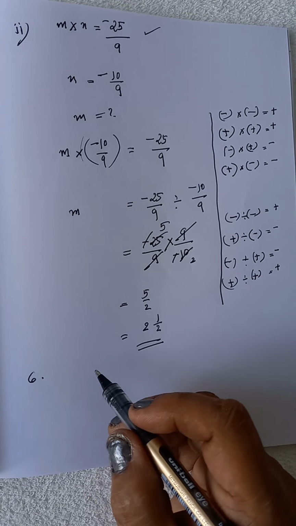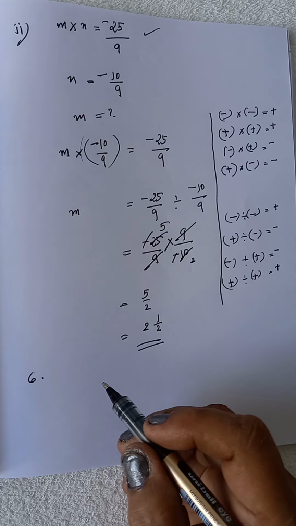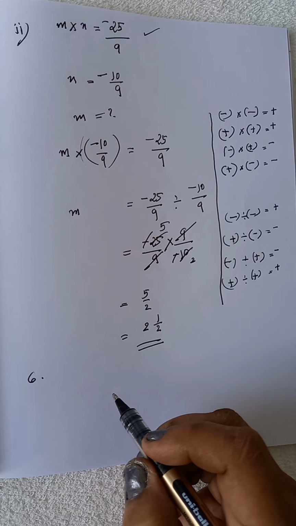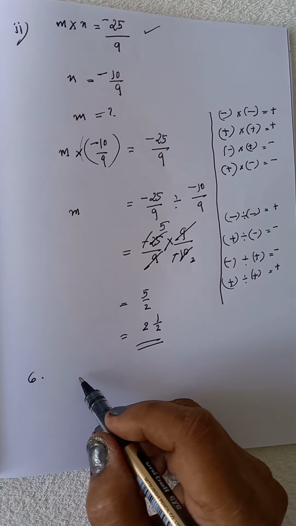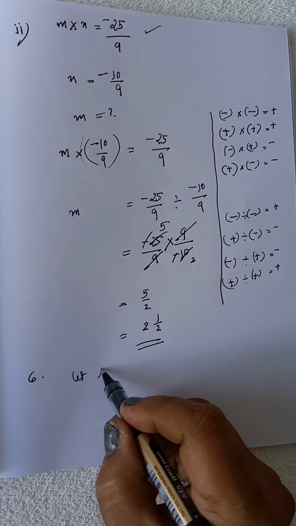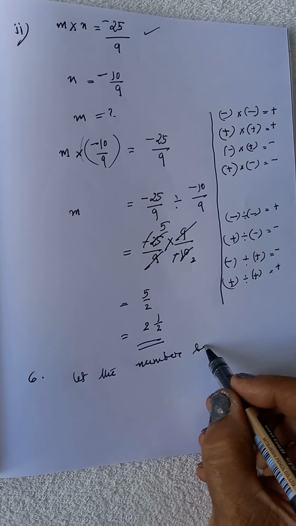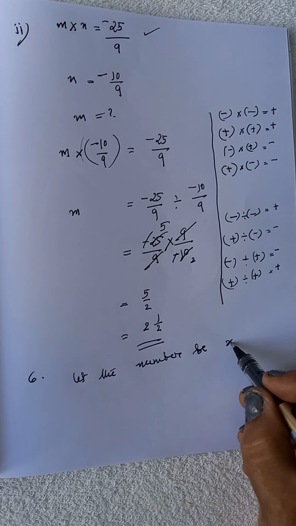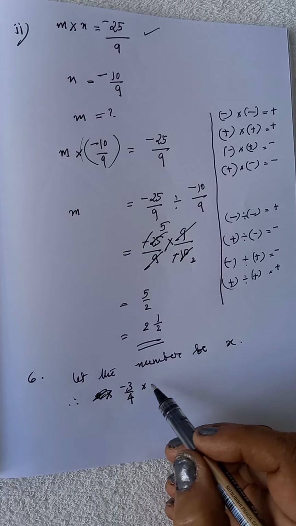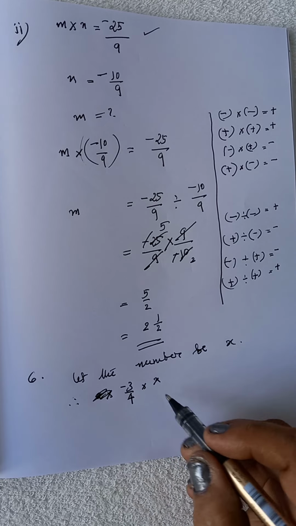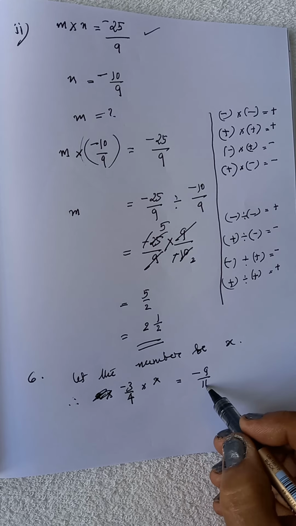So, the sixth question is, by what number must minus 3 by 4 be multiplied so that the product is minus 9 by 16. So, let us take the number to be x. Therefore, we can take this as minus 3 by 4 into x, which is given as minus 9 by 16.